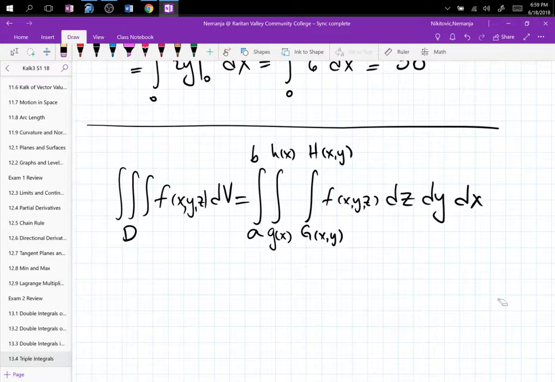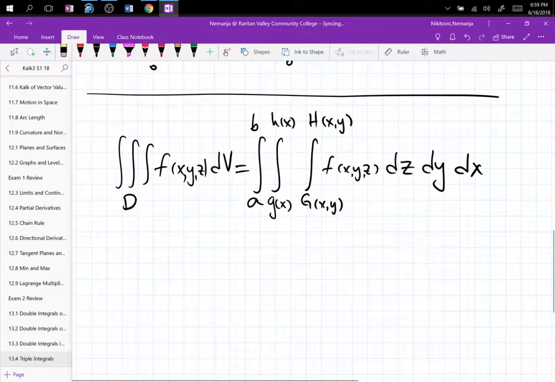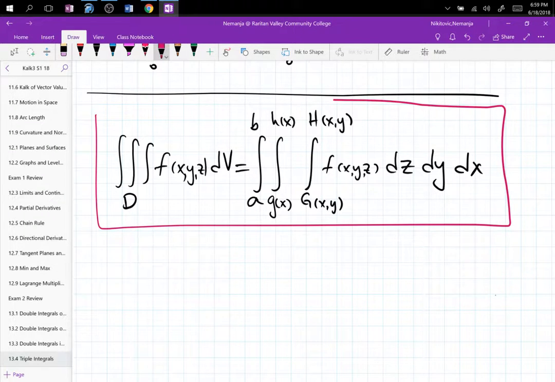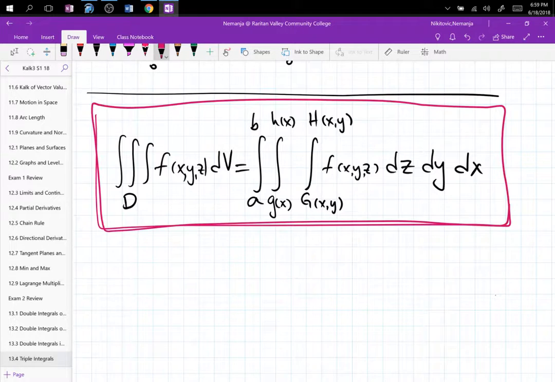Now, let's talk about how to set this up easily. I'm going to label certain things. Well, first off, I have to box this because this is the formula for 13.4, the general region.